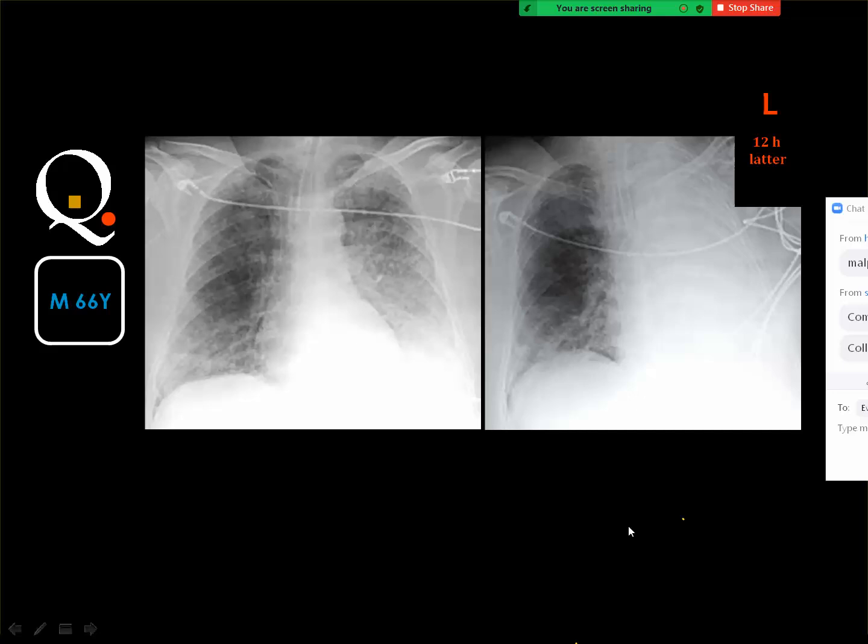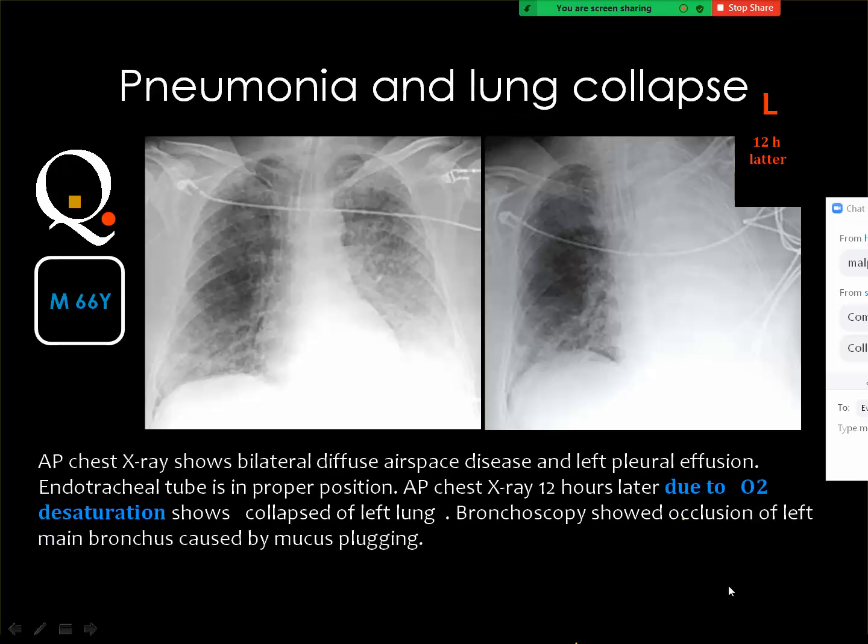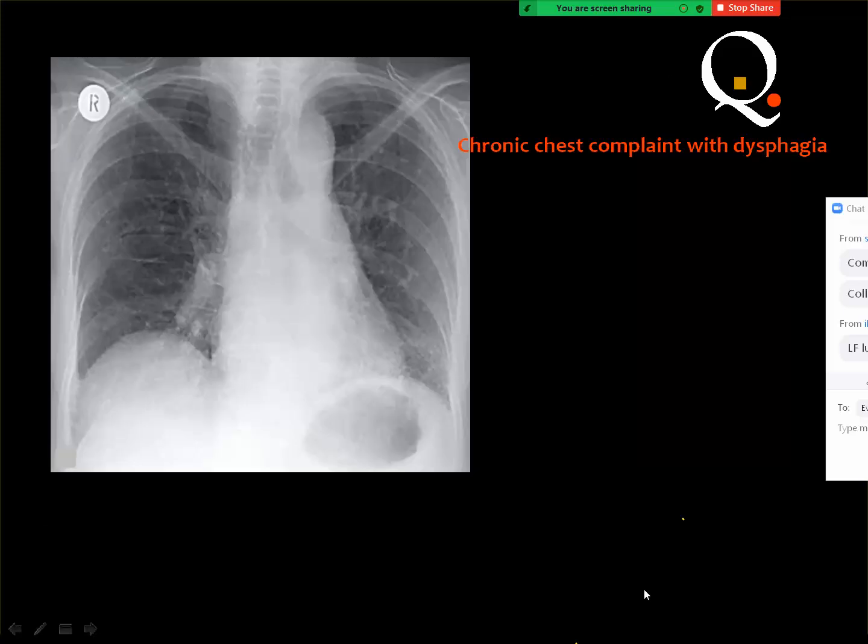This is right, it's complete collapse, and whenever this collapse occurs in hours and resolves in hours also, you consider mucus plug. And this is important in intensive care patients, and you got some mucus plugging of one of the main stem bronchi, and this will result in collapse, and this will resolve after resolution of the plug.